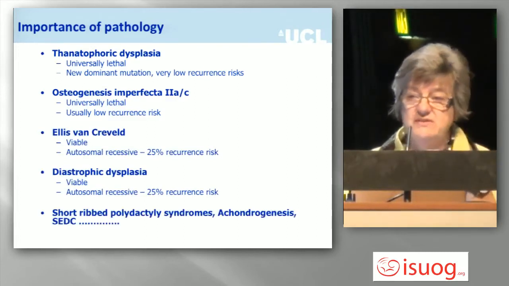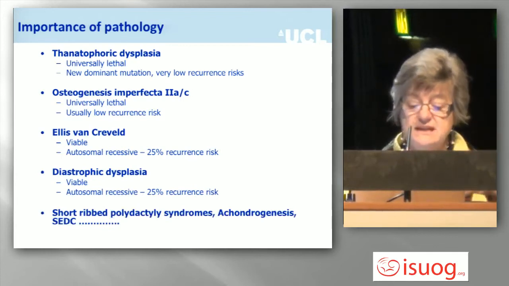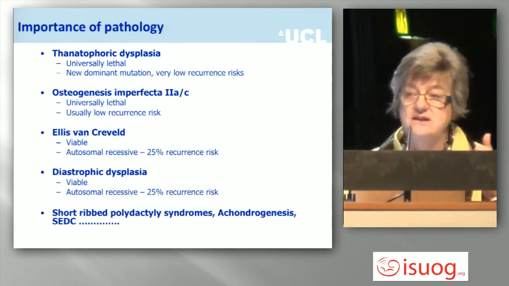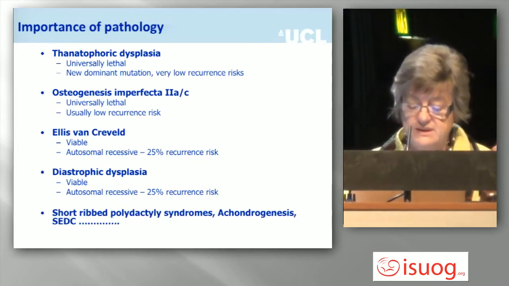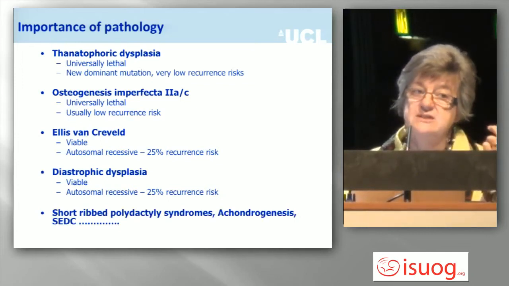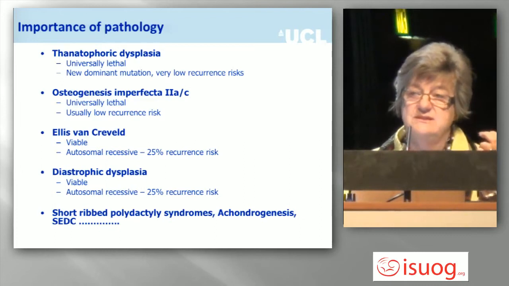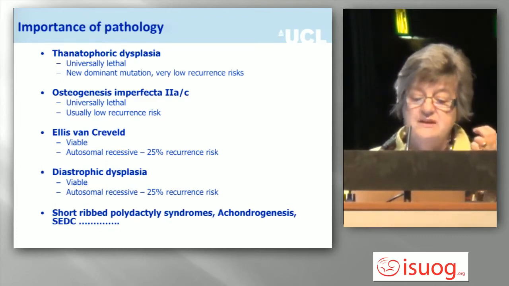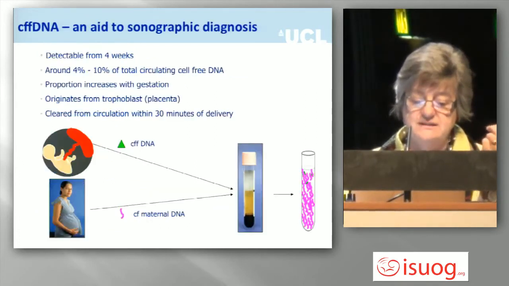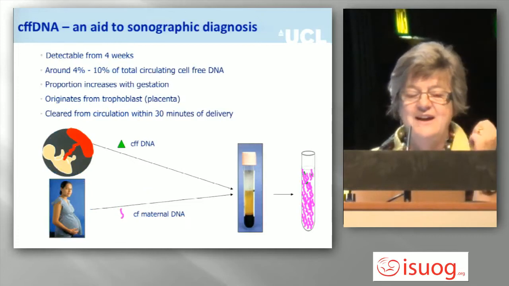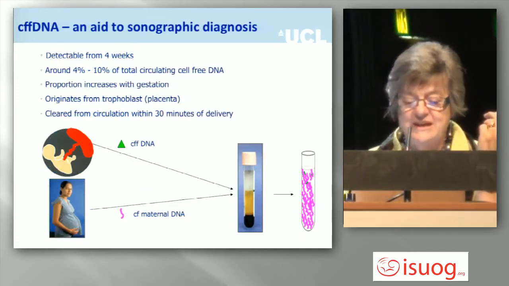And then there are a whole host of others, short-rib polydactyly syndromes in particular, which I think is probably the main differential diagnosis for something like thanatophoric dysplasia, and achondrogenesis, etc., which have higher recurrence risks. These have a 25% recurrence risk. So making a definitive diagnosis is very important for parents in future pregnancies. And again, here cell-free fetal DNA can help you.